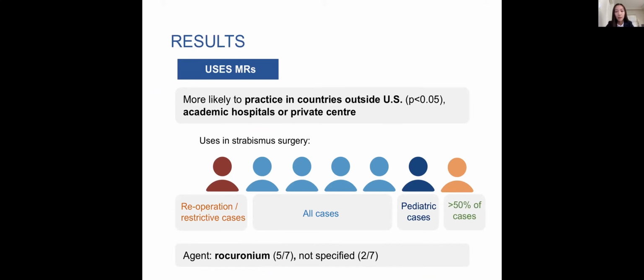This was echoed in the 1999 survey that found that those who use muscle relaxants were only in regional specialized centers rather than smaller centers. Notably, 4 out of 7 use them in all strabismus cases for both adults and peds, while others use them in some cases, but not others. 5 used rocuronium and 2 did not specify. While 7 respondents used MRs, 19 had noted that there were benefits with using FDT, which we'll discuss later.